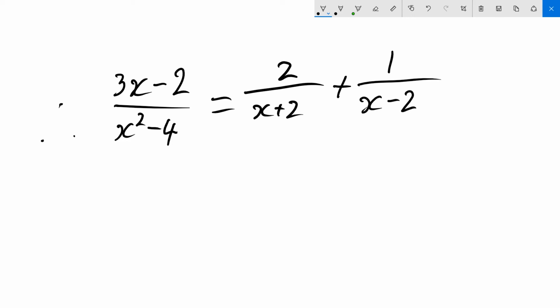So that's all I have time for today for partial fractions. This was the first type out of 3 different types, and I will be doing all 3 of them, of course.